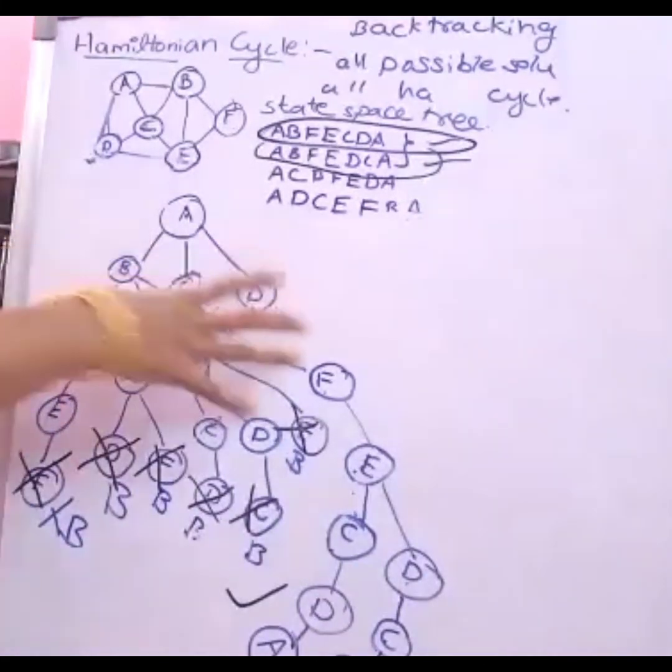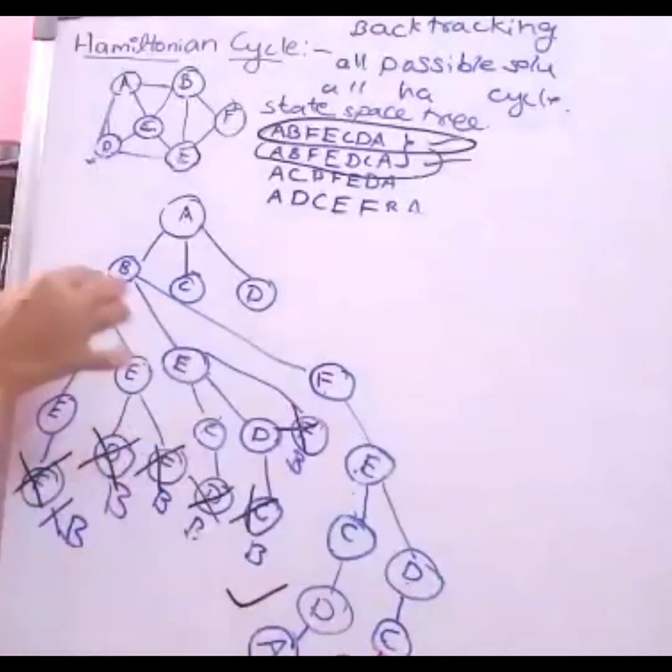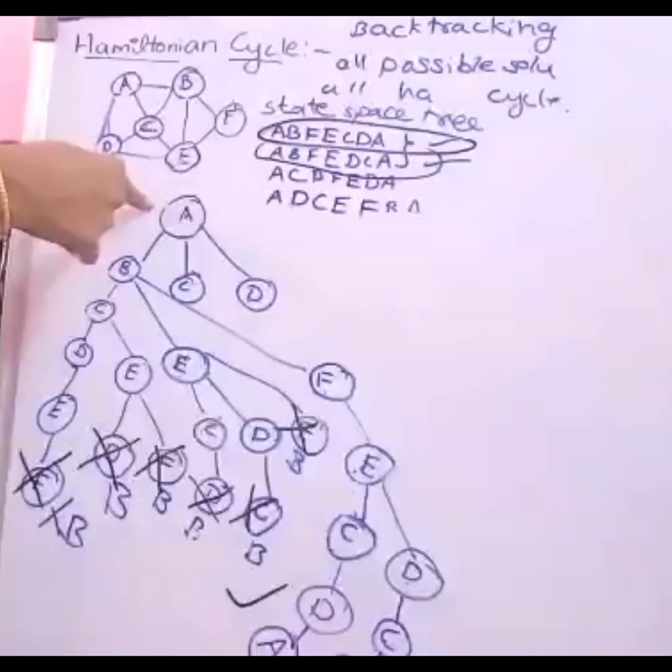To find the remaining possible solutions, I need to go back. With B, we already covered all the possible solutions. So again, after B, where am I going?